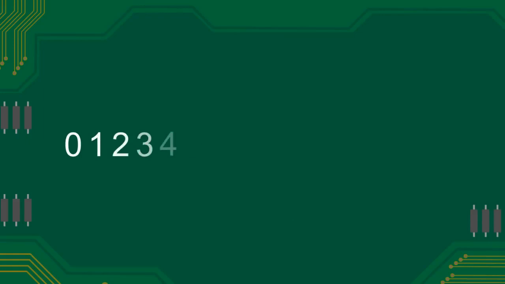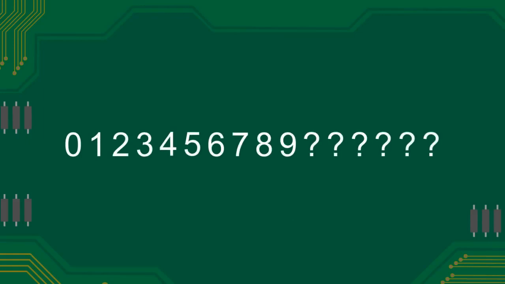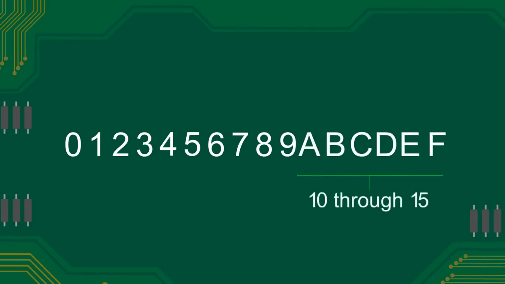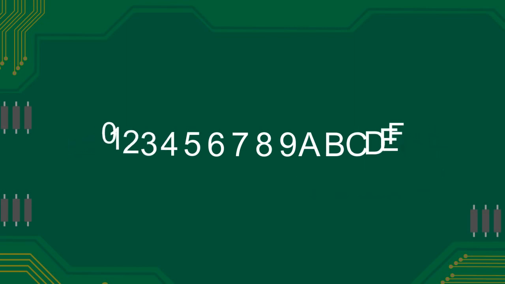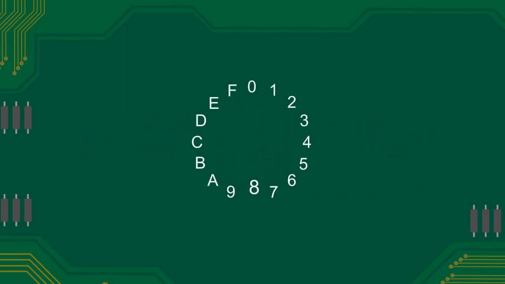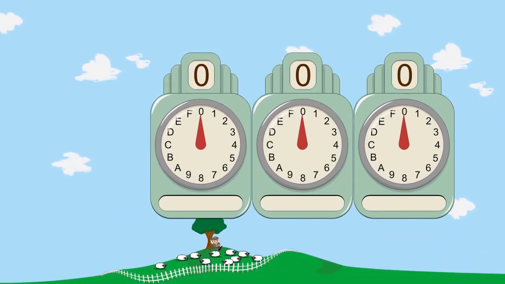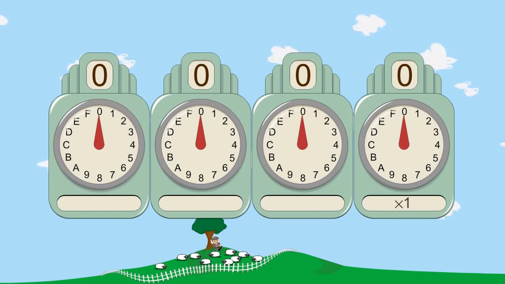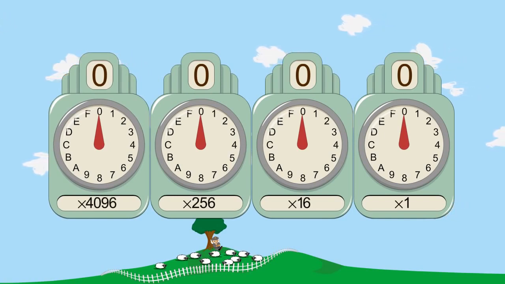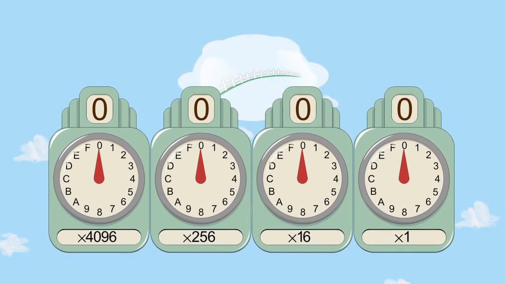The symbols 0 through 9 are used just as in decimal, but 6 more symbols are needed. Instead of making up new symbols, the letters A through F are used to represent what we call 10 through 15 in decimal. Counting in hexadecimal works the same way as in decimal or octal, except that hex uses 16 symbols per digit. Because each column multiplier is 16 times larger than the previous column, hexadecimal can represent large numbers with fewer digits than octal or decimal.